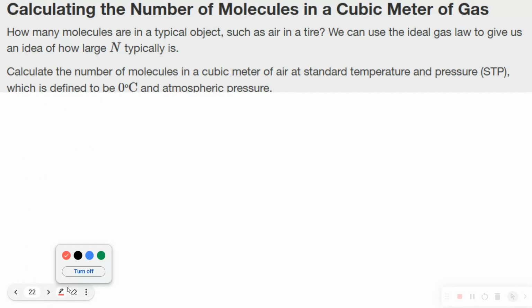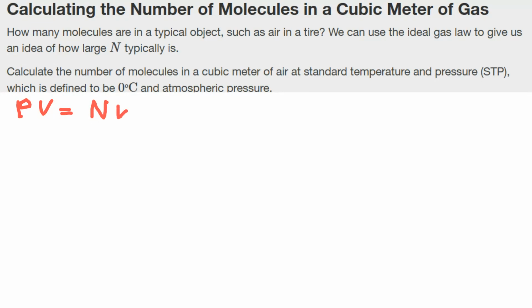So, PV is equal to capital N times Boltzmann's constant times T, right? And that's how many molecules you have, right?